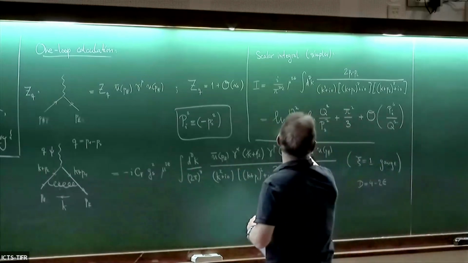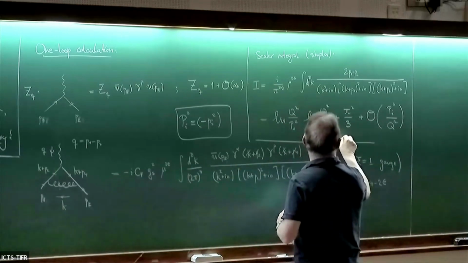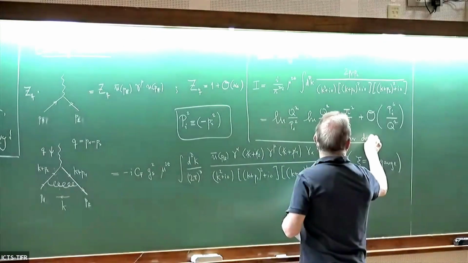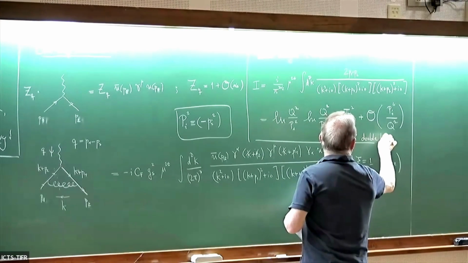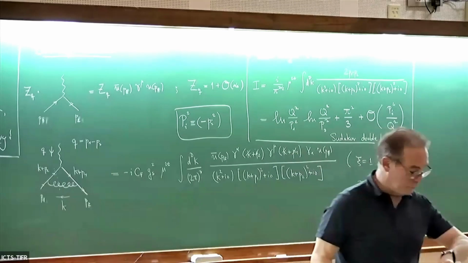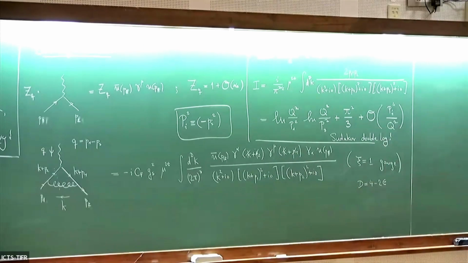This double logarithmic structure here is called the Sudakov double log. And this feature persists in higher orders of the loop expansion as well. So basically, for every loop order, you will pick up 2 powers of logs for this type of problem. So 2 loop, 4 powers of logs, 3 loop, 6 powers of logs, and so on.